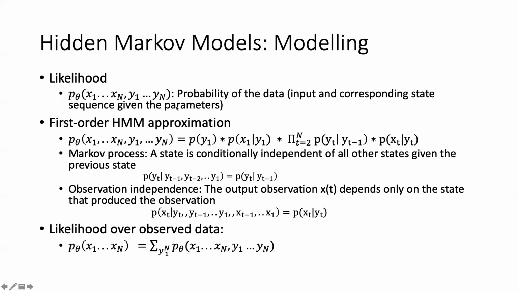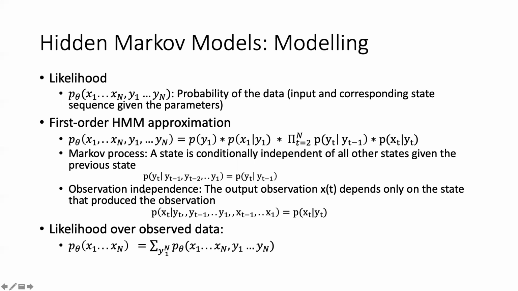In hidden Markov models, we want to model the joint distribution of the observation and the hidden state sequence. So we can express this joint distribution in terms of initial probabilities and the transition probabilities. For this factorization, we made two assumptions. One is the Markovian process: a state is conditionally independent of all other states given the previous state, which means that the probability of yt given yt minus 1 is conditionally independent of all other previous states.